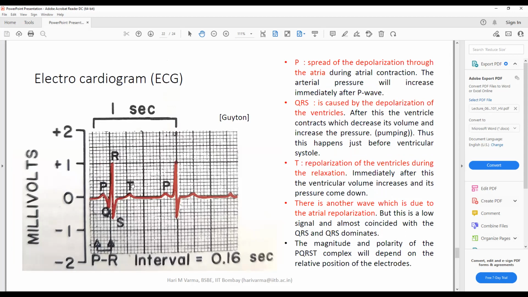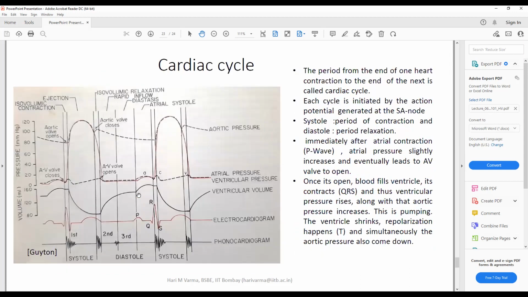Yes, sir. Yeah, the T wave is basically the signal corresponding to repolarization of the ventricle. So when the ventricle repolarizes, right, corresponding to that part there will be a wave coming from the body. So T corresponds to the ventricular repolarization. When it comes, it means that the ventricle is going to have this low volume. So the ventricular volume is coming low, so the aortic pressure will come down. So it is the starting of the diastole. So that's the idea.